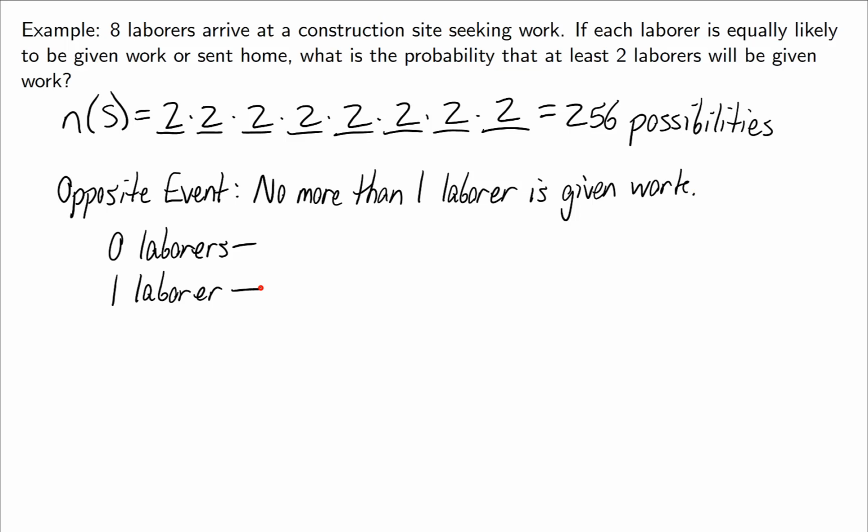For 0 laborers, that's actually one of the things that's not at least 2. It could be that everybody is sent home. How many ways can that be done? Well, if you think about it with the coin flip, it makes sense.